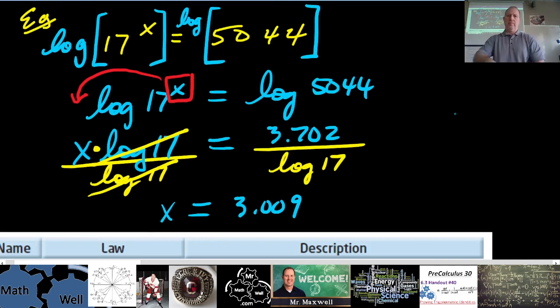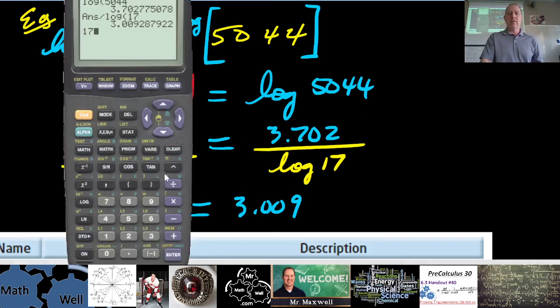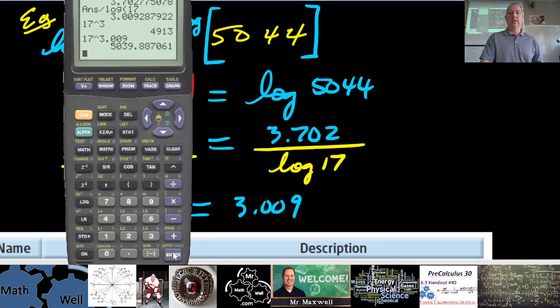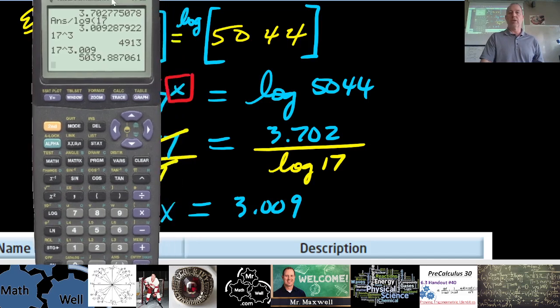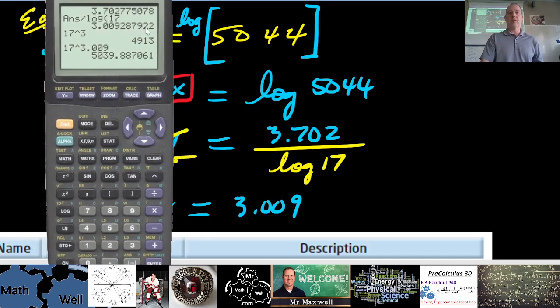Now, we might have sacrificed some precision here. If I check this, 17 to the power of 3 is not quite 5044, but if I do 17 to the power of 3.009, I'm going to get pretty close. And if I used all the decimals, these right here, then I should get that exact number. Let me see if I can do that actually.